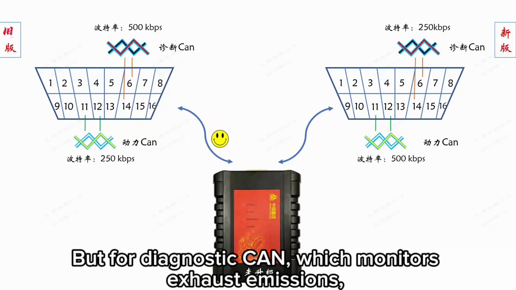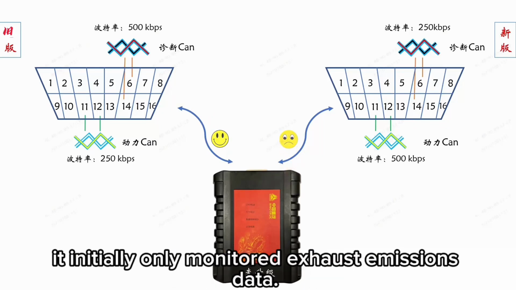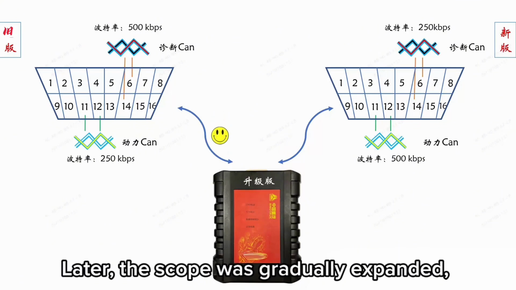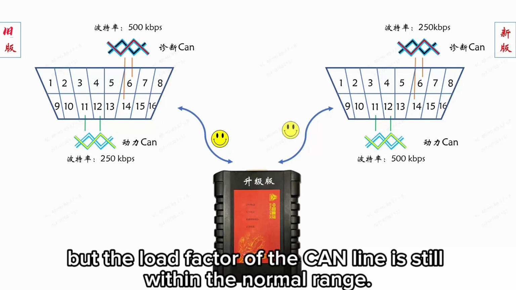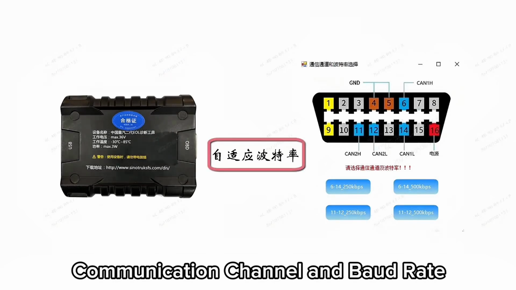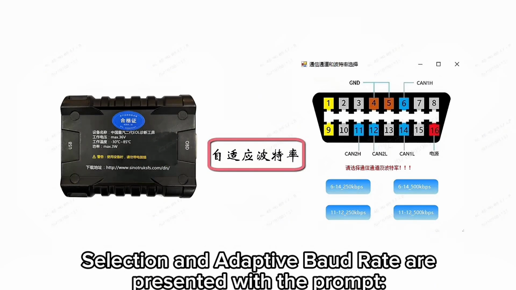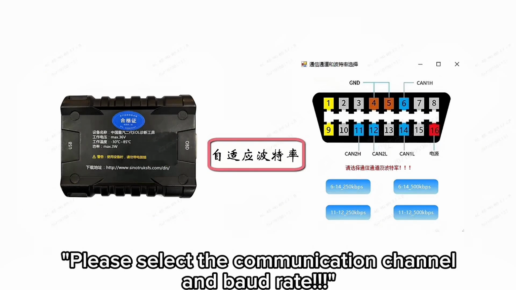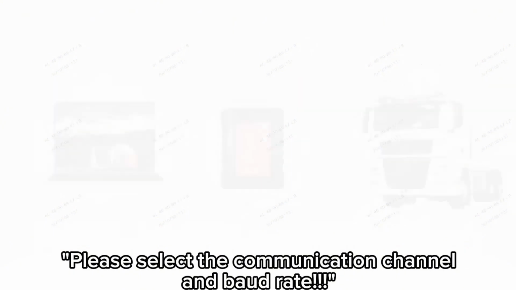Diagnostic CAN initially only monitored exhaust emissions data. Later, the scope was gradually expanded, but the load factor of the CAN line is still within the normal range. Communication channel and baud rate selection and adaptive baud rate are presented with the prompt: Please select the communication channel and baud rate.